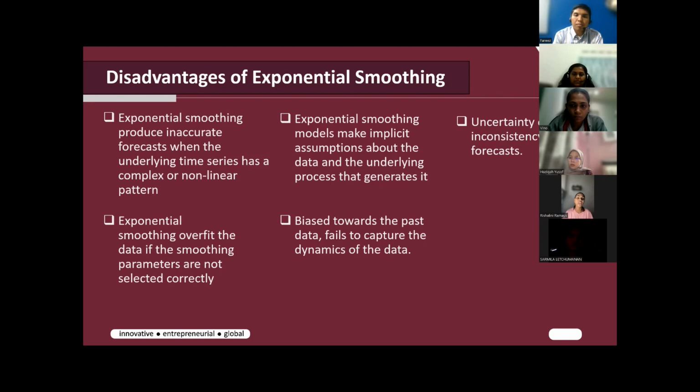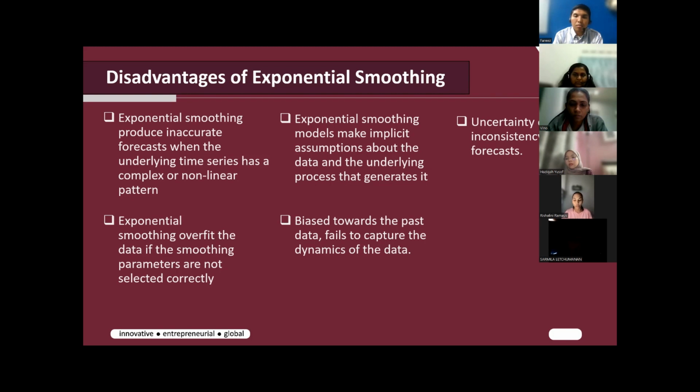Lastly, exponential smoothing has uncertainty and inconsistency in the forecast. The models rely on the quality and availability of the data to produce accurate and meaningful forecasts. However, in the real world, data may suffer from various issues that can affect the performance and validity of the model. For example, the data may have outliers, which are extreme or unusual values that do not reflect the normal behavior of the data.